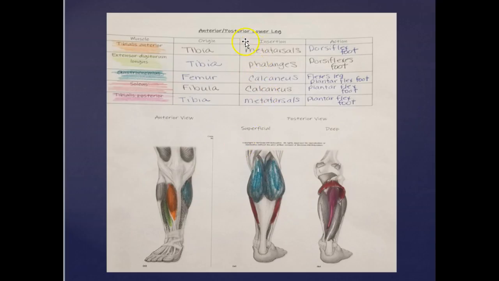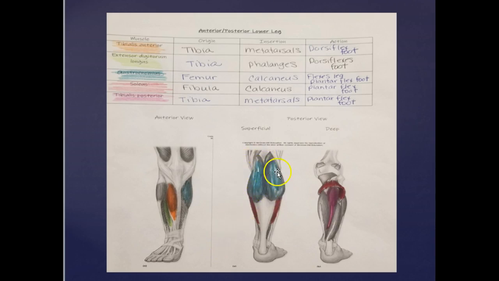Next is the anterior and posterior views of your lower leg. So this is the anterior view up here. This is the posterior view, both a superficial view and a deep view. So in the front, the muscle right below your shin would be the tibialis anterior. It's going to dorsiflex your foot, so bringing your toes up towards your calves. That's going to be done by the tibialis anterior.